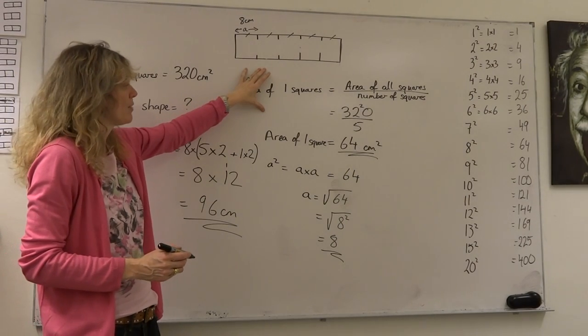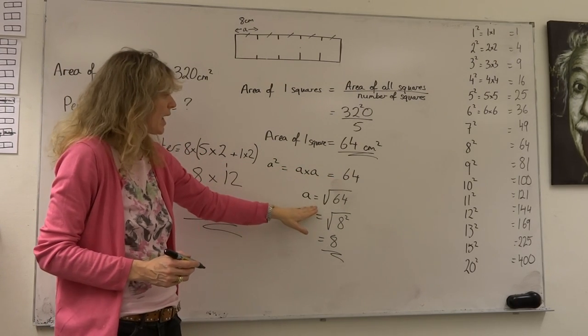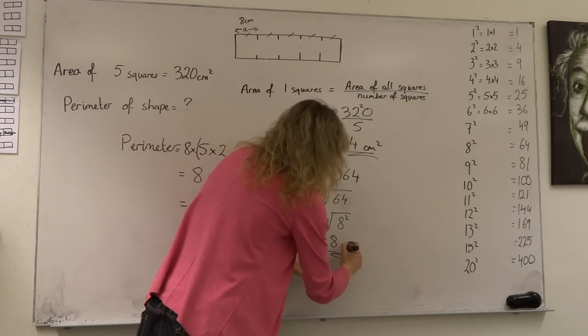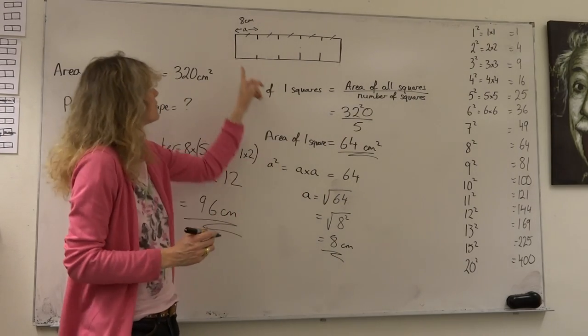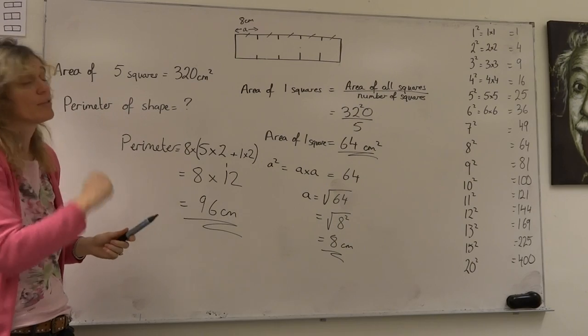First working out the area of one square, then taking the square root of that area to get the length of one of the sides of the squares, and then working out how many sides of the square we have for our perimeter.